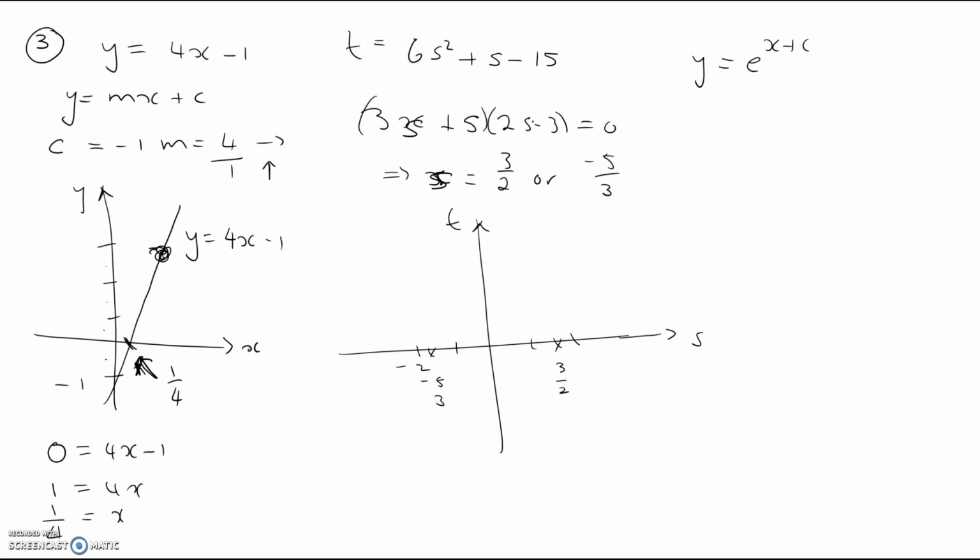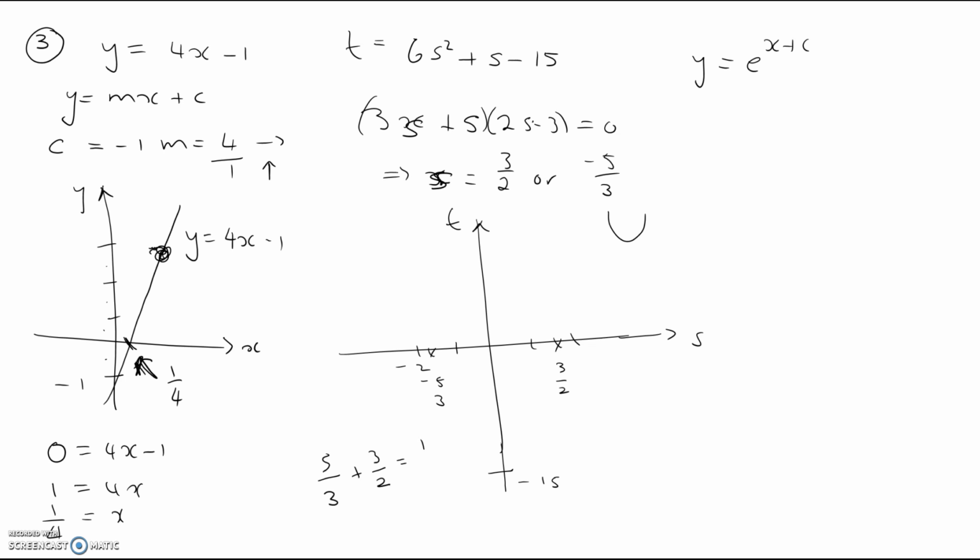And you know what shape it is. It's a parabola. And it's a smiley face because it's positive. And it's going to have a y-intercept of -15. Now that is not going to be the vertex because it's not halfway between -5 over 3 and 3 over 2. So you need to find where that falls.